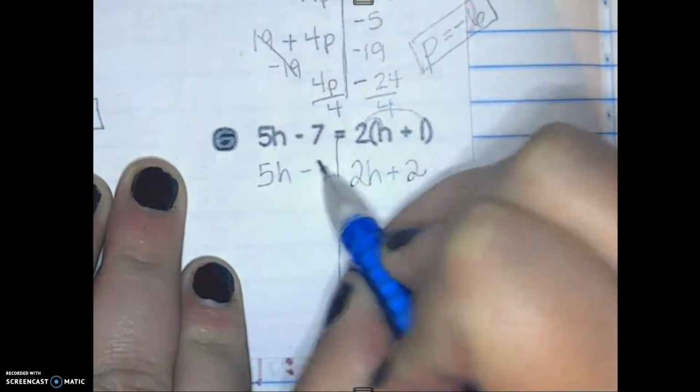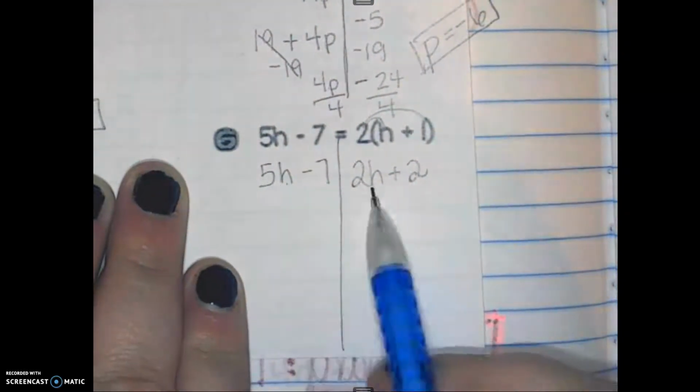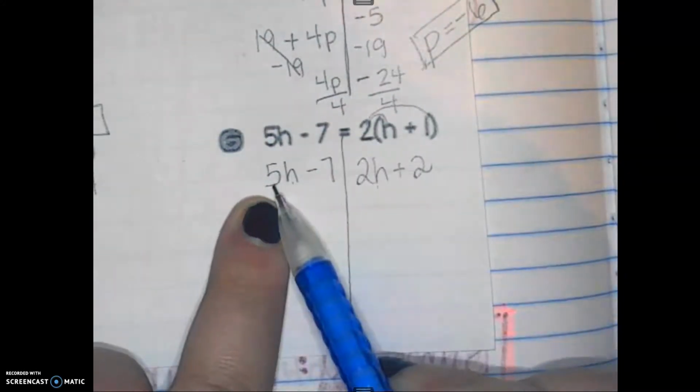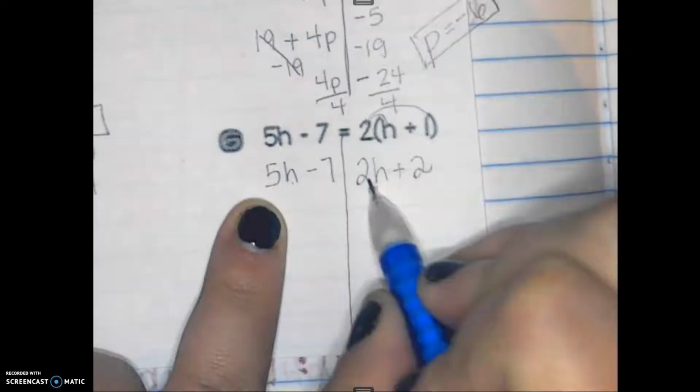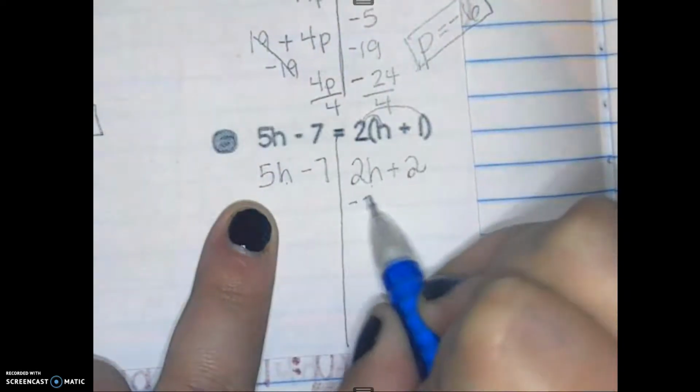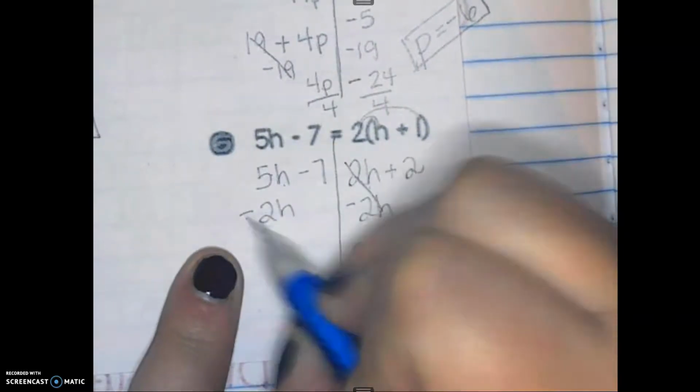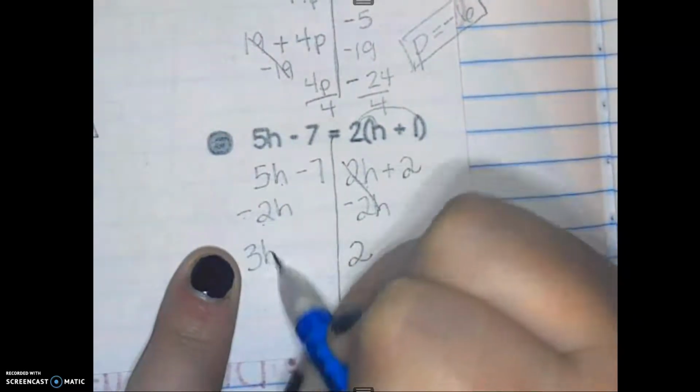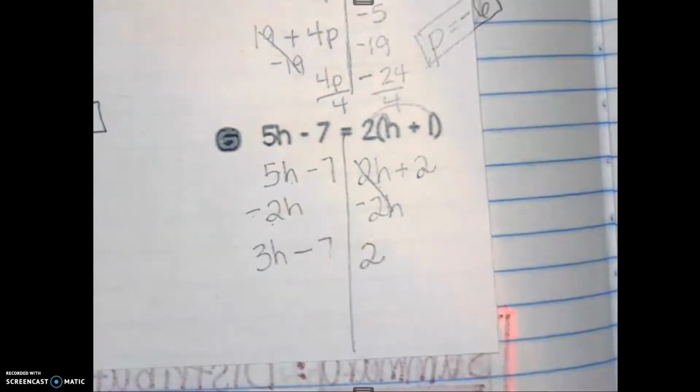5h minus 7, I didn't use. Do I have multiple h's on one side? Nope, I have an h there, an h there. So I'm going to move to my bigger coefficient. So I have a 5, and I have a 2. So I'm going to move my 2 to my 5. I have to do it to both sides. This leaves me with just a 2 over here. 5 minus 2 is 3h. Didn't use my minus 7. Oh, sorry. Writing at an angle, so it breaks easier.